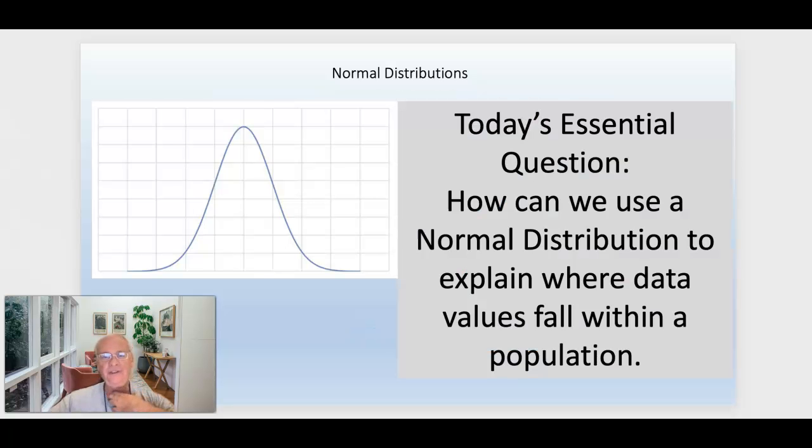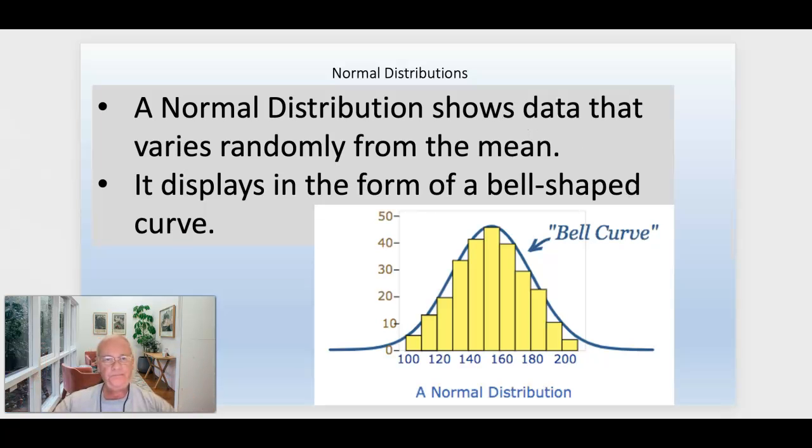Today's essential question: how can we use a normal distribution to explain where data falls within a population, within a set of data? A normal distribution shows data that varies randomly from the mean, and it displays in the form of a bell-shaped curve. This is the famous bell-shaped curve like this.